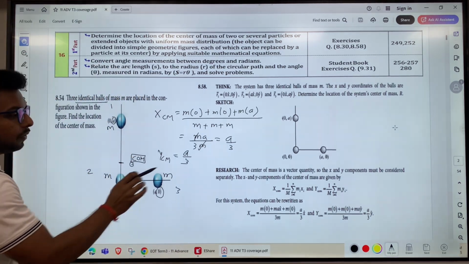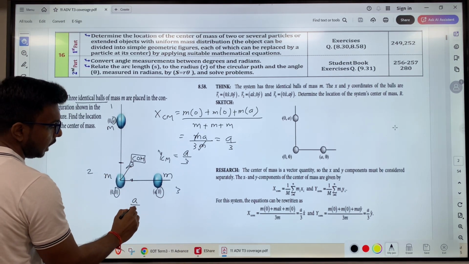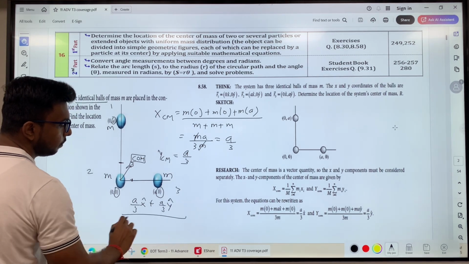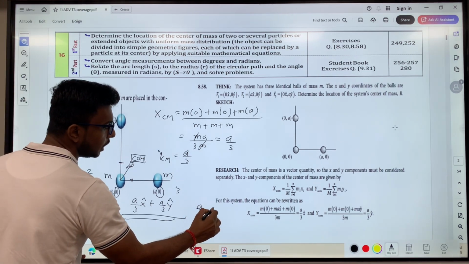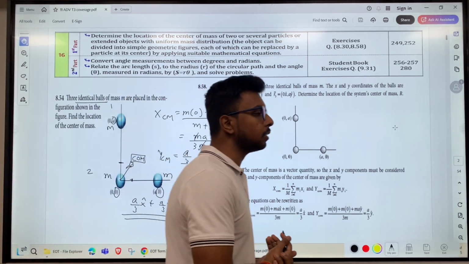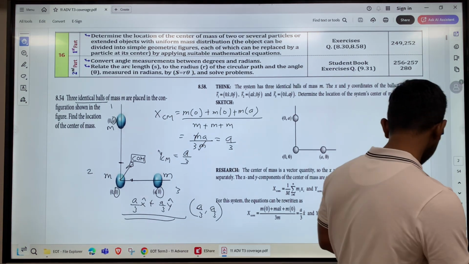You can also represent it vectorially as it is done in your book there. It's basically a by 3 x cap plus a by 3 y cap. This is the center of mass, or a by 3 comma a by 3. These are the 2 ways in which the center of mass could be represented. Next.